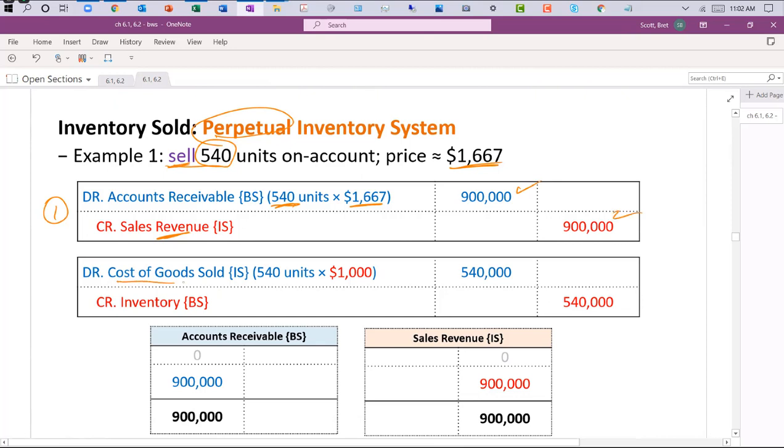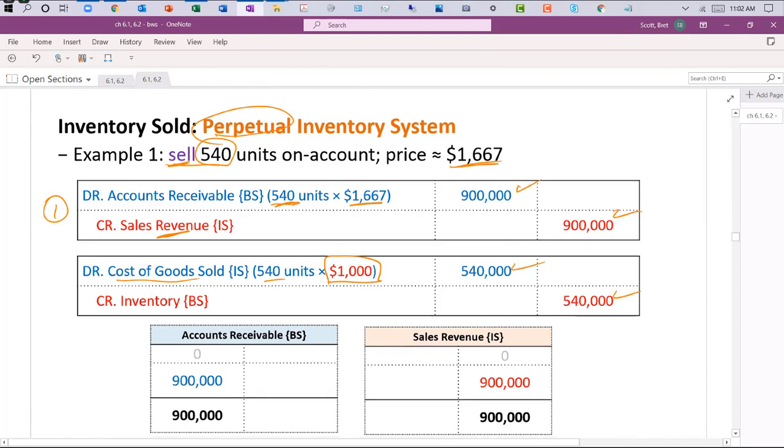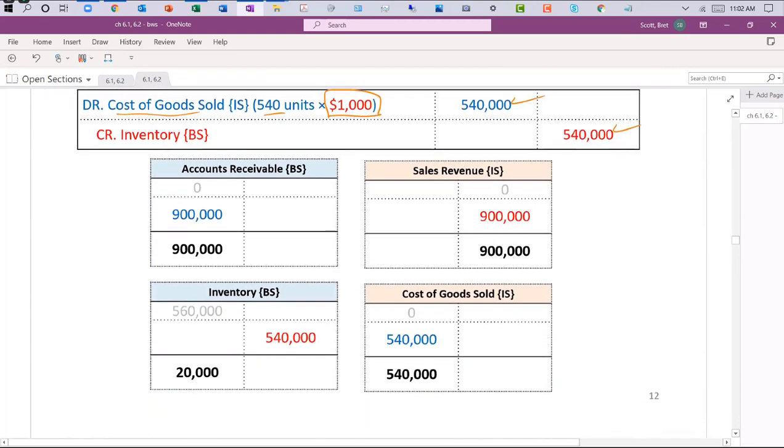The cost of goods sold is going to be based on our cost per unit, which is $1,000 times the 540, or $540,000. So inventory is going down, cost of goods sold is going up, accounts receivable is going up, sales revenue is going up. So right off the bat, you can see what our gross profit is in this case. Our revenue is $900,000. Our cost of goods sold is $540,000.